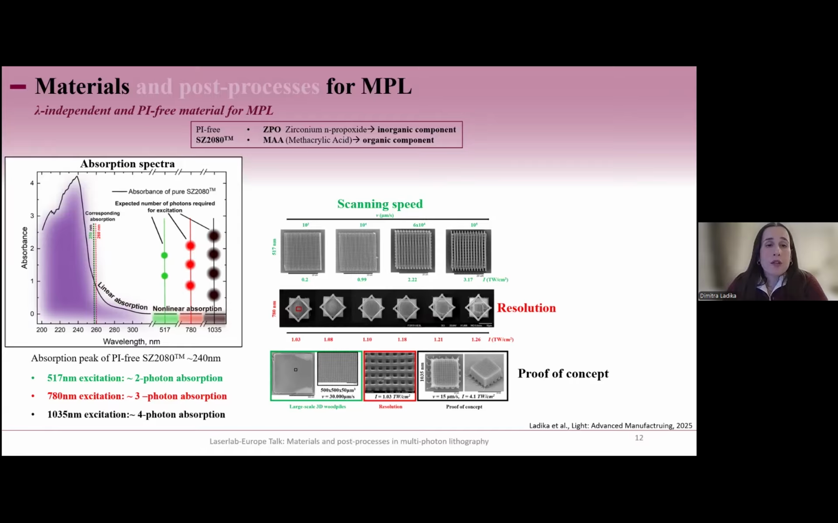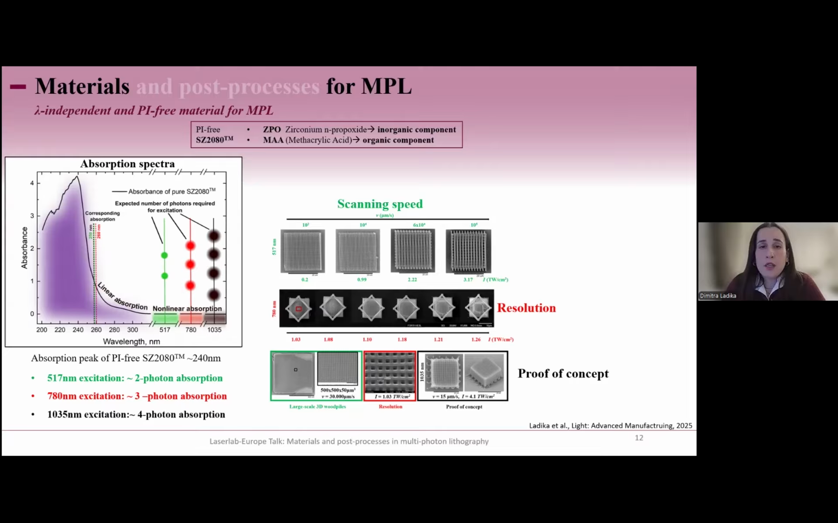For the 780 nanometers excitation wavelength, we managed to have very decent high resolution for the process, which was about 250 nanometers. And finally, with the 1035 nanometers, which is a wavelength that lately is used for MPL, we saw that we can have very decent results in speed and in the intensity that was used for the fabrication. And of course, well-designed fabricated structures.